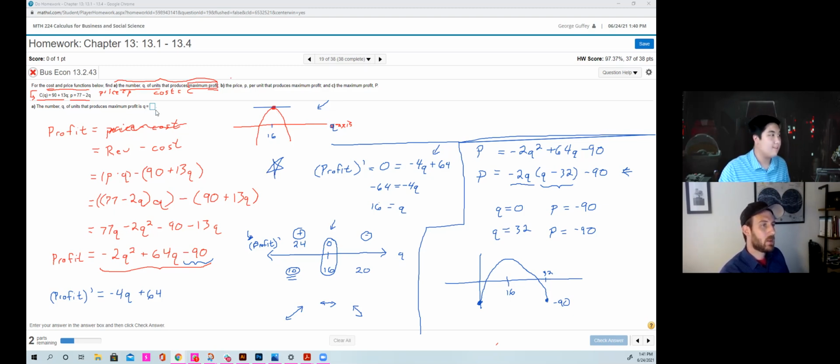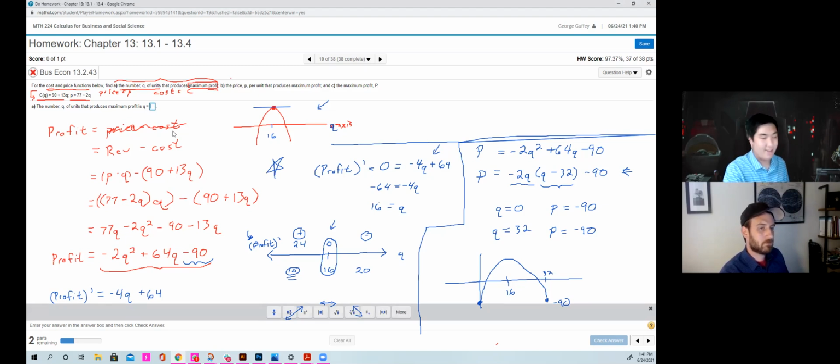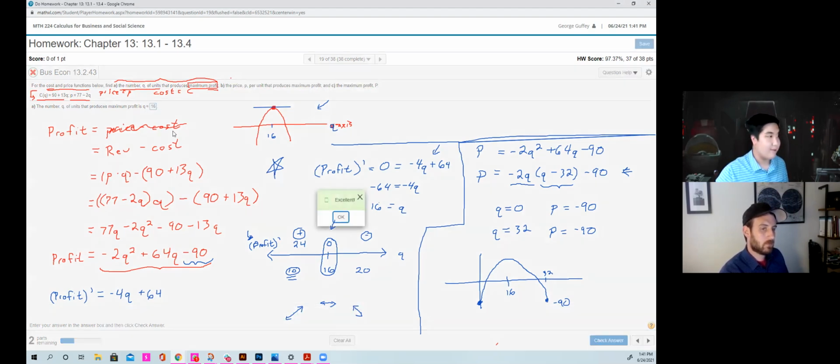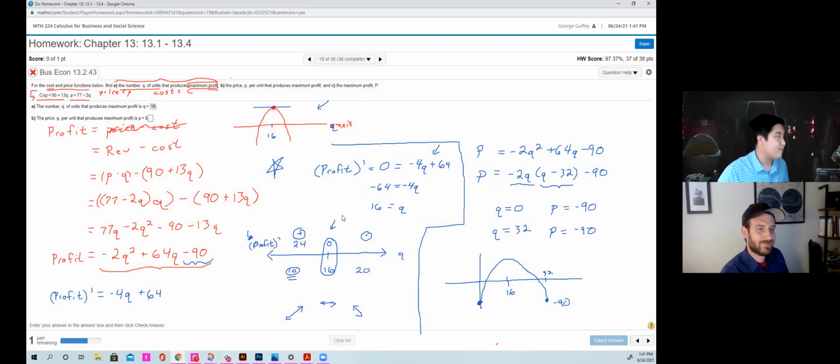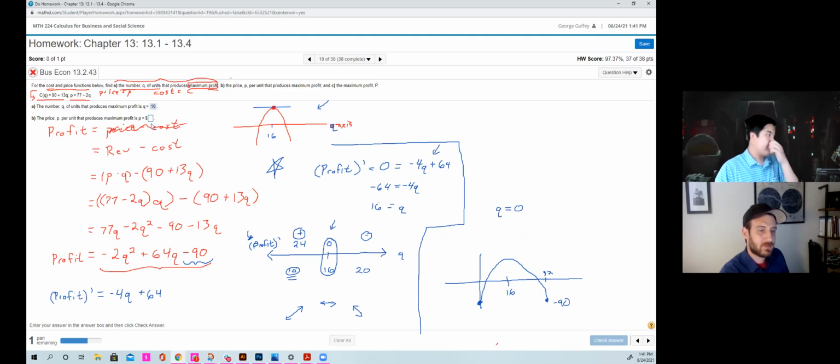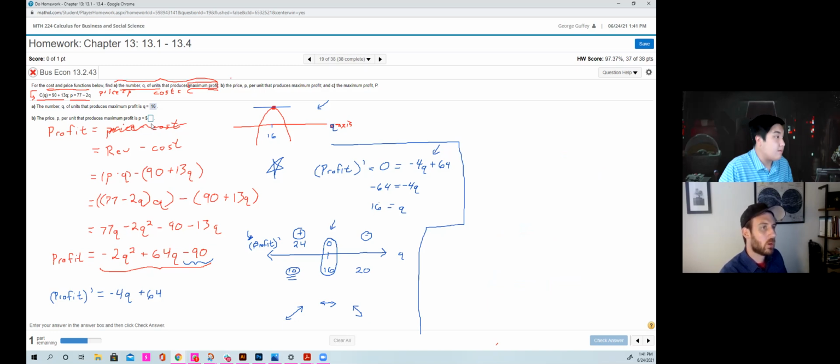Have an idea about part B? Alrighty, now moving on to the second part. The price P per unit that produces maximum profit is P equals $blank. So same situation, same scenario. This is just a continuation. We're trying to find the price that makes this maximum.